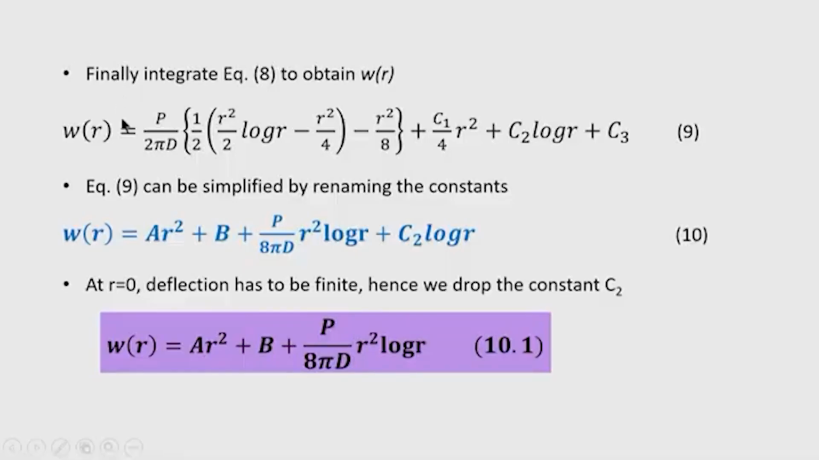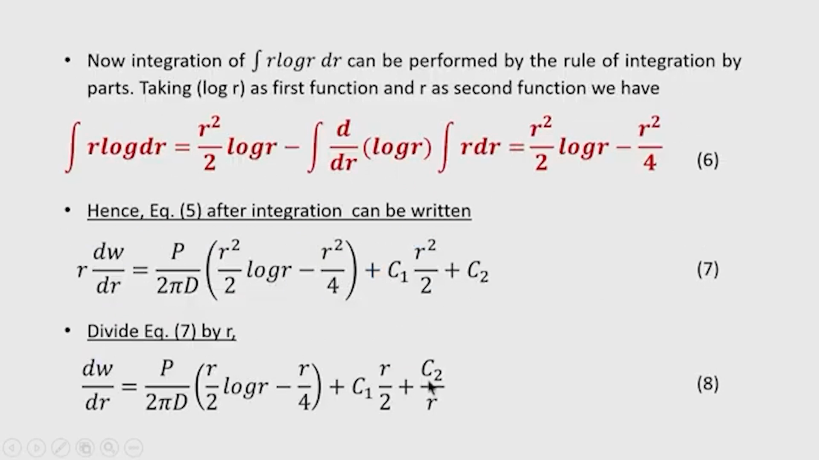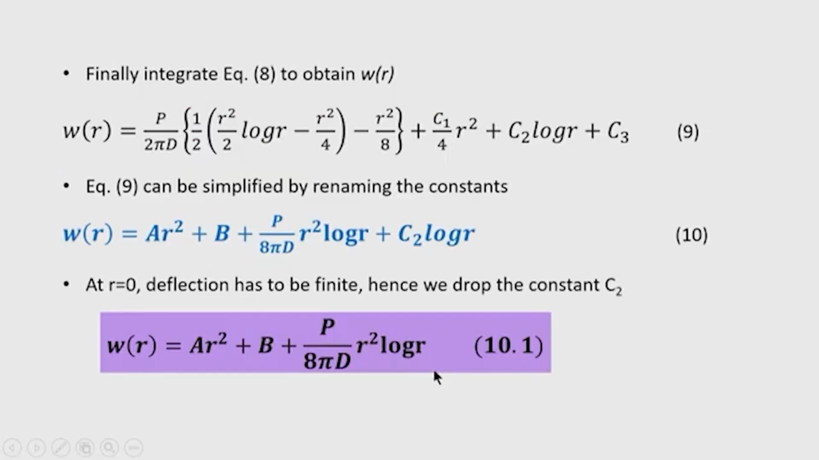Okay. So, W(r) equals P by 2 pi D, bracket half r square by 2 log r minus r square by 4 bracket closed, minus r square by 8 second bracket closed, plus C1 by 4 r square plus C2 log r, because the C2 by r term is there. So, after integration it becomes C2 log r, and the final constant is C3. After this step, no more integration is required, because we obtained W(r), that is the deflected surface, but still some tasks are remaining.